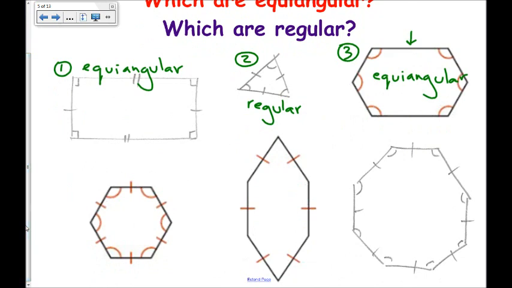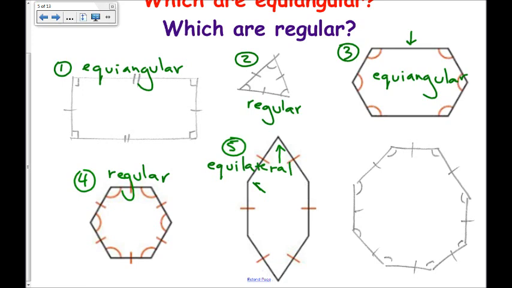Down here, this hexagon is equilateral and equiangular, so it's regular. This hexagon does not look equiangular because this looks smaller than this. And so it would not be equiangular, and it would not be regular, but it would be equilateral. Finally this octagon, oops, that's 6. This octagon is equiangular and equilateral, so it's regular.